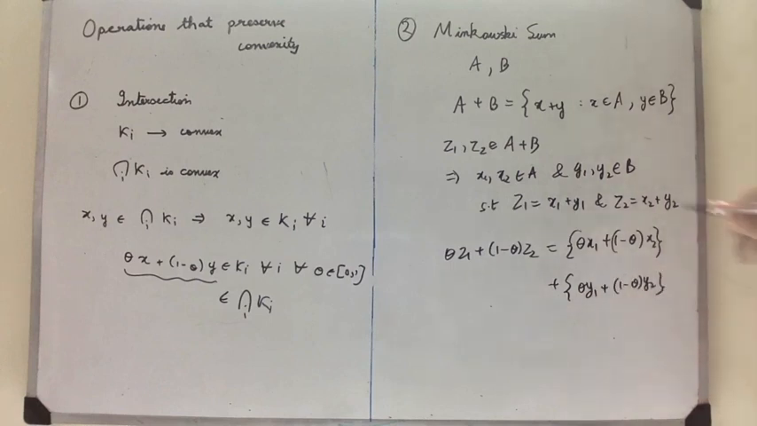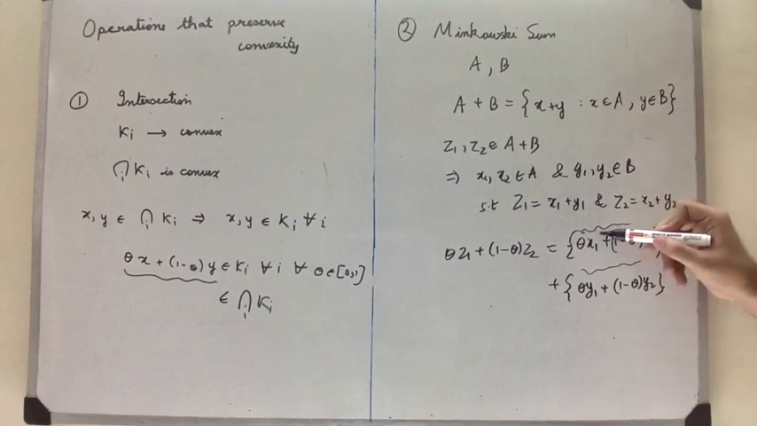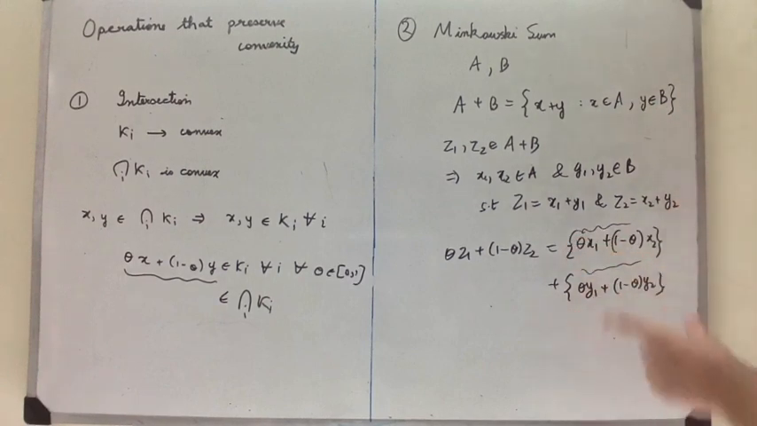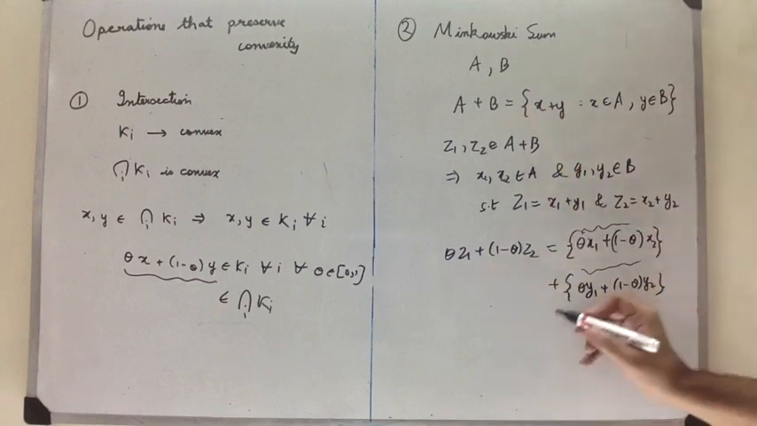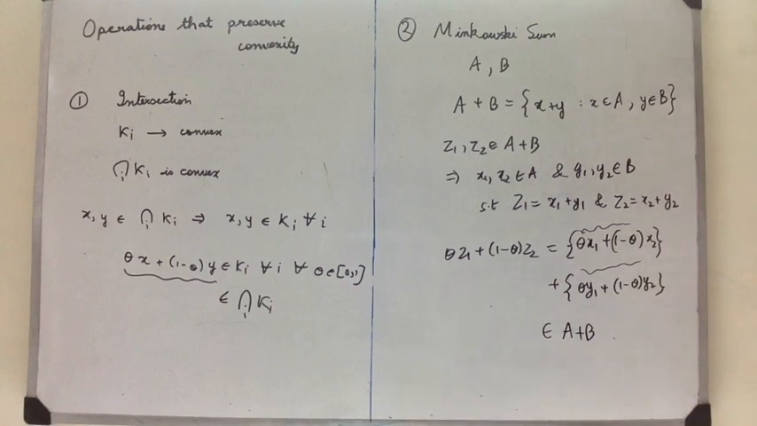Because A and B are convex, each of the entries inside the curly braces, one of them is an element of A and the other is an element of B. Hence, this is also part of the Minkowski sum. So this is an element of A plus B. So the Minkowski sum is convex, provided A and B are convex.